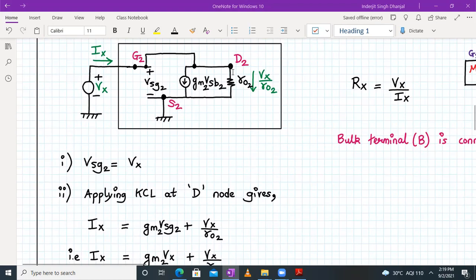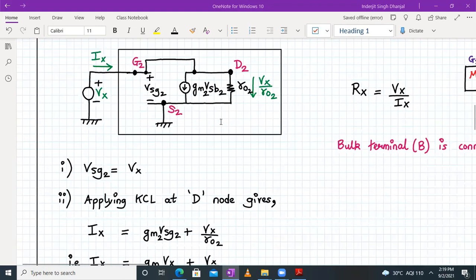Now how has Vx upon RO2 come? If you see carefully over here, Vx voltage is parallel to VSG2, and VSG2 voltage is in parallel with RO2 also. As you can see, they are both connected, gate and drain are connected, right? So between the gate and the ground and the drain and the ground, it's one and the same thing. So voltage Vx appears in parallel with RO2. Hence the current flowing through it can be written as Vx upon RO2.